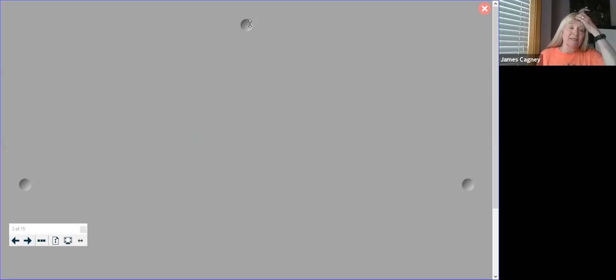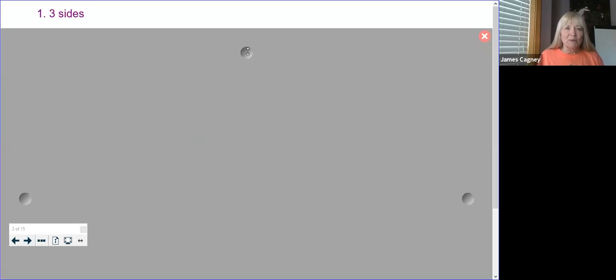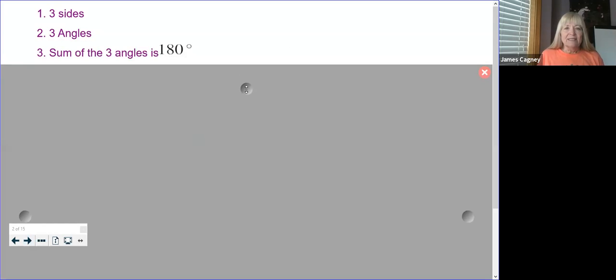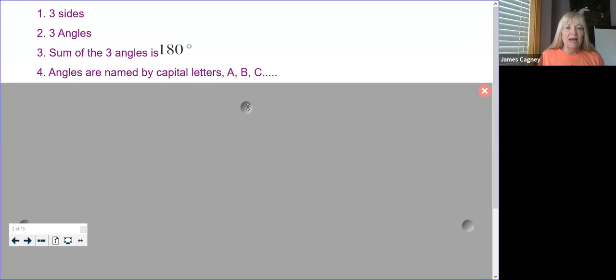So here are the things I was thinking about, and there are a lot more than this. Every time I make this list, I list different things, but here are some of the things we know. A triangle has 3 sides, has 3 angles. The sum of the 3 angles is 180 degrees. So if I add up all the angles on the inside of the triangle, I get 180 degrees.